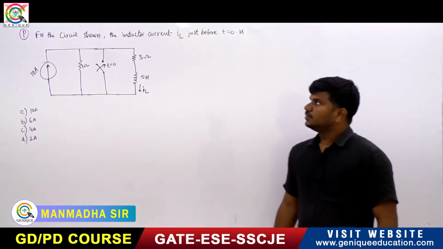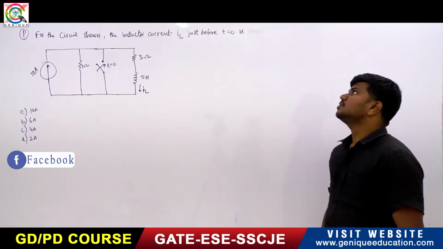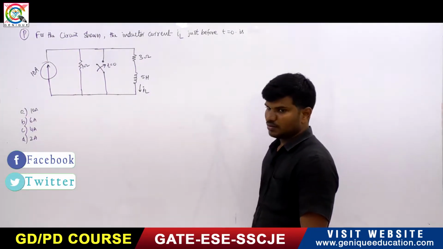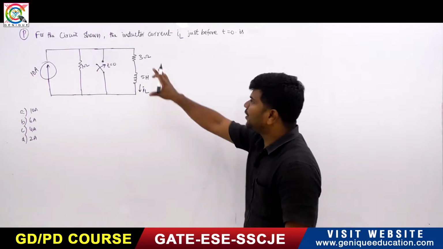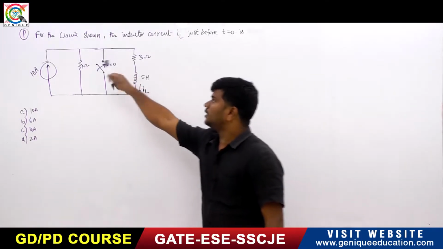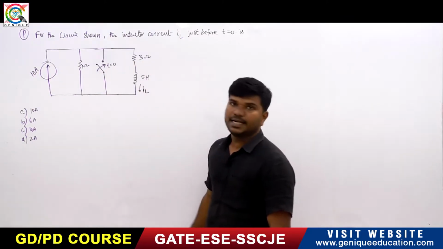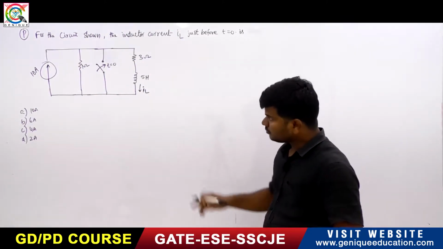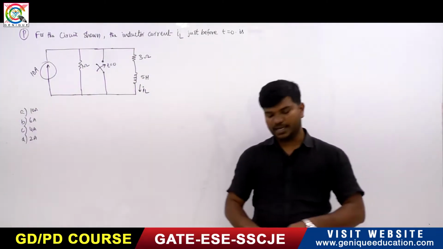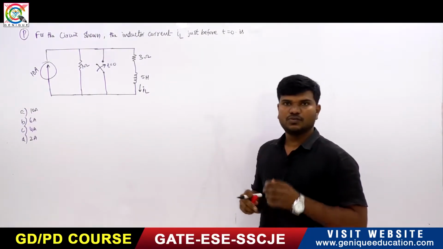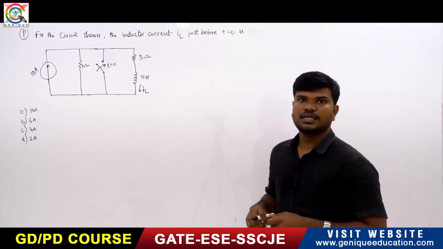So this question is: for the circuit shown, find the inductor current IL just before t equals 0. Just before t equals 0, the circuit is given. In this circuit, one current source, a resistance, and an inductance are given, and here one switch is given. Whenever a switch is given, we should notice that it is from the transients problem. So this question is from the transients.